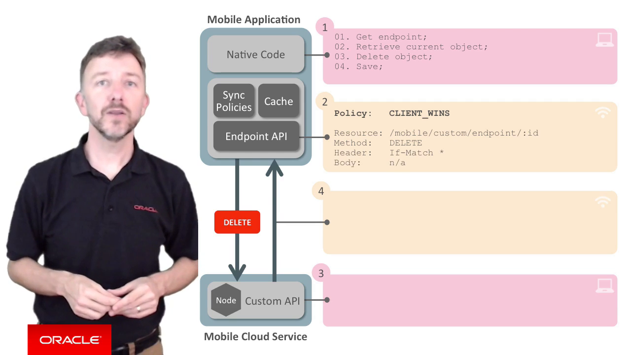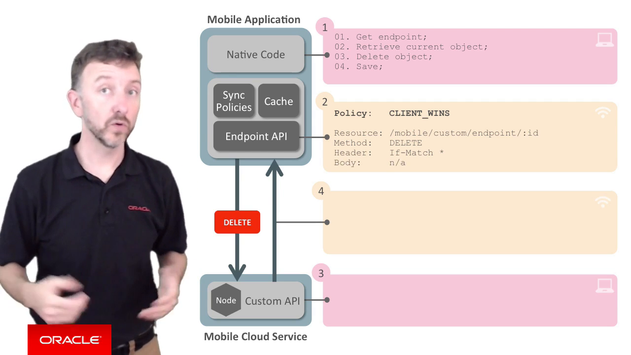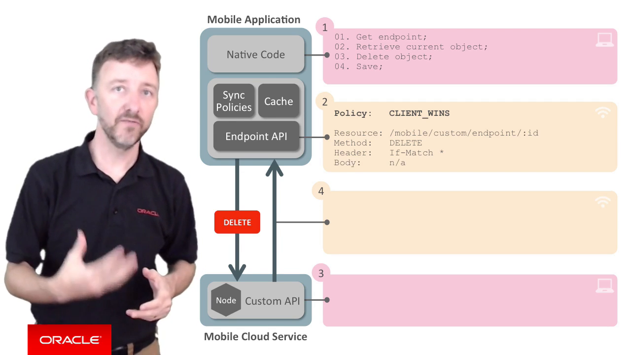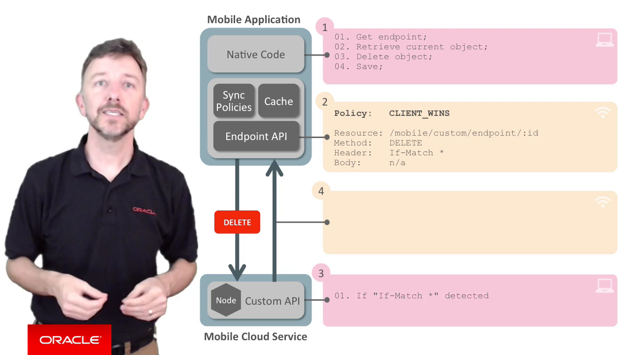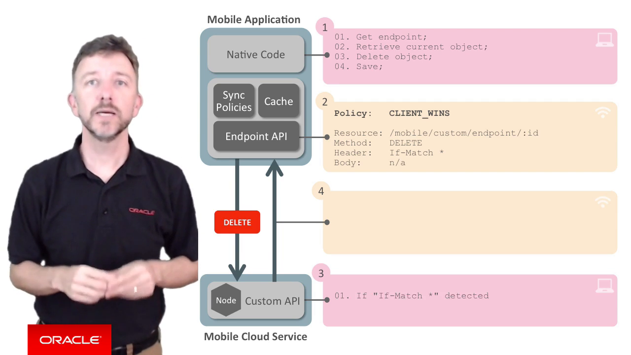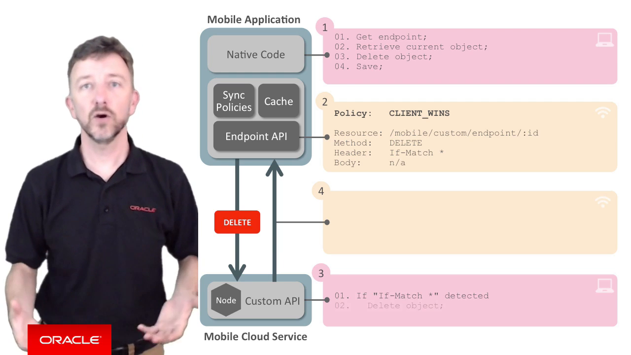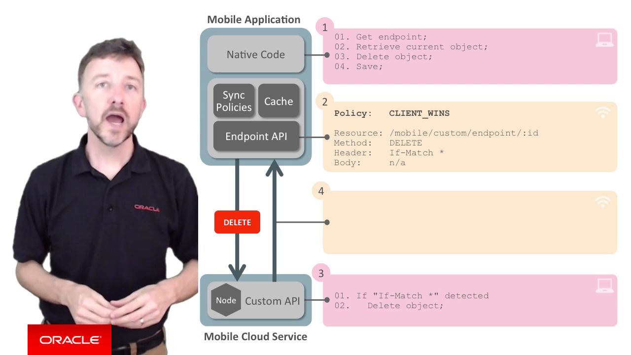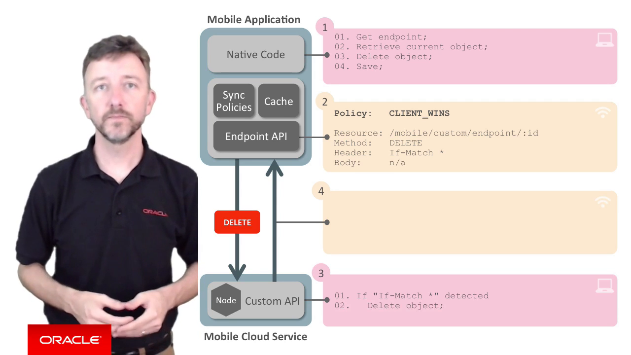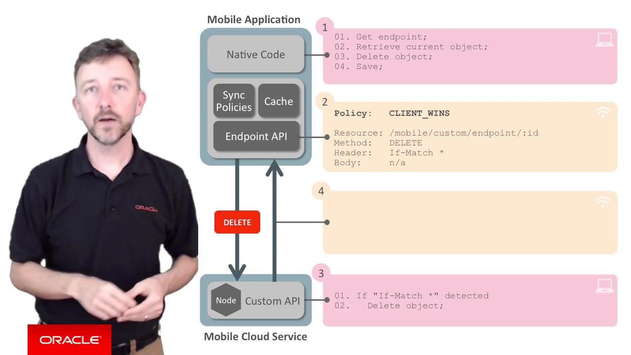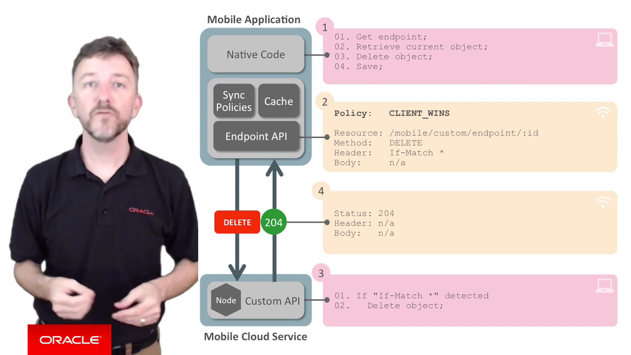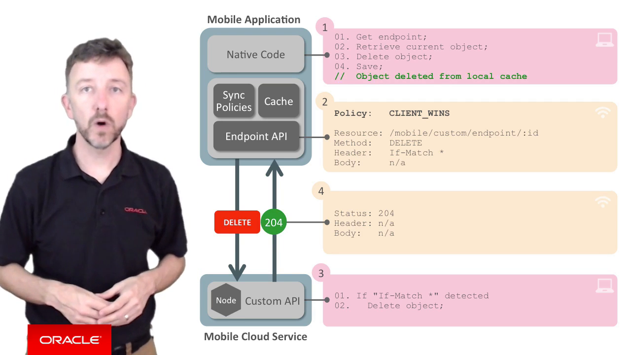On a delete, it is not necessary to send the object across the wire, of course. On receiving this, the server-side custom API must again detect the If-Match star header. In understanding that it is a client-wins scenario, the server will use the object ID passed in the URL to attempt to find the object on the server side and delete the object, wherever it's stored. Now, if the object doesn't exist, this doesn't really matter as it's the same outcome from the client's perspective. With this very simple outcome, the server-side custom API will then return a 204 success code, and finally the client will delete the locally cached mobile object.